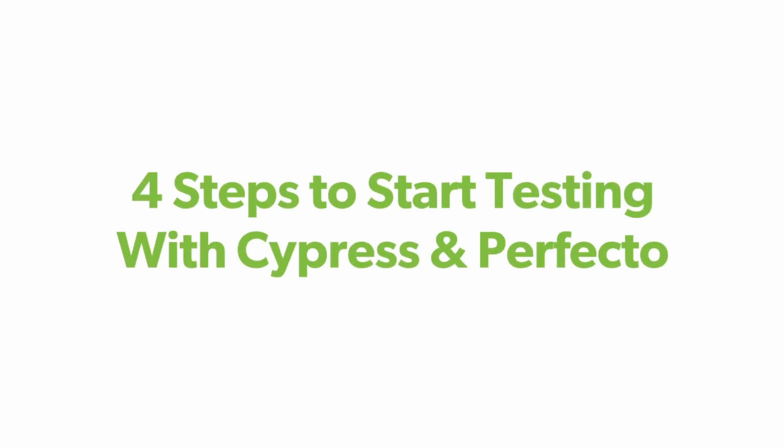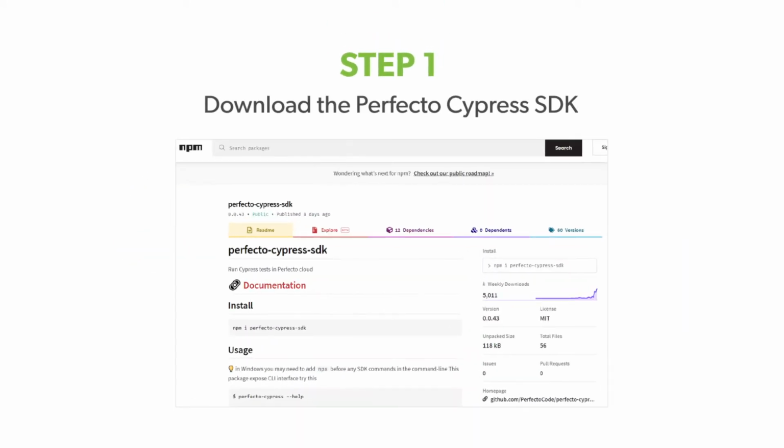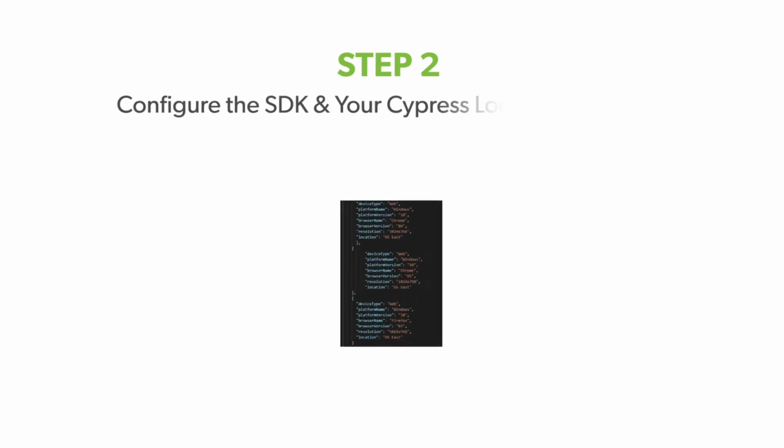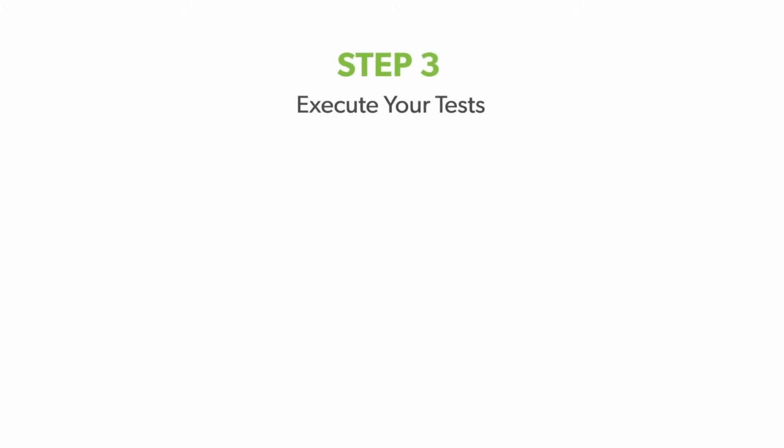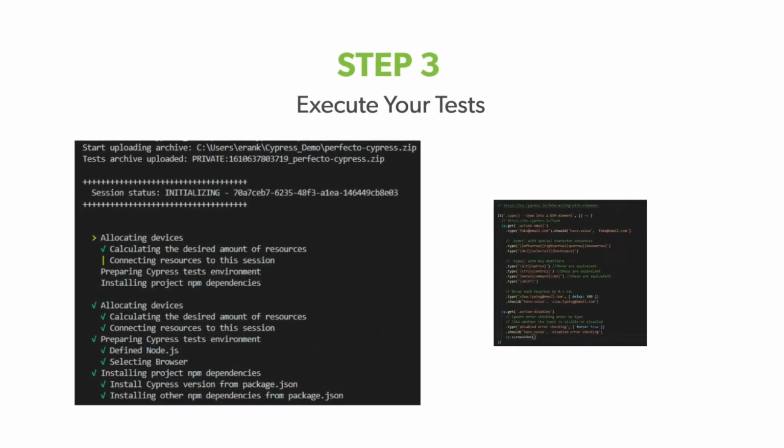Getting started with Perfecto and Cypress is easy. First, download the SDK from the NPM store. Second, configure the SDK in your Cypress local environment against the different browsers you want to test on. Third, execute the test from either the command line or any CI/CD tool.